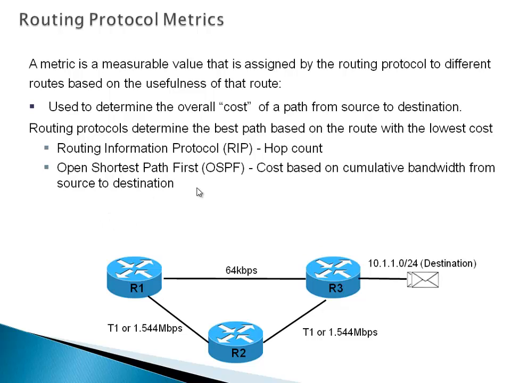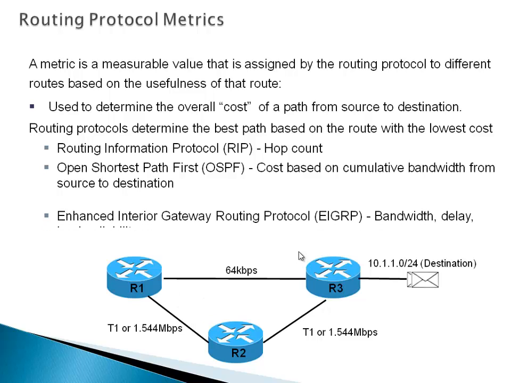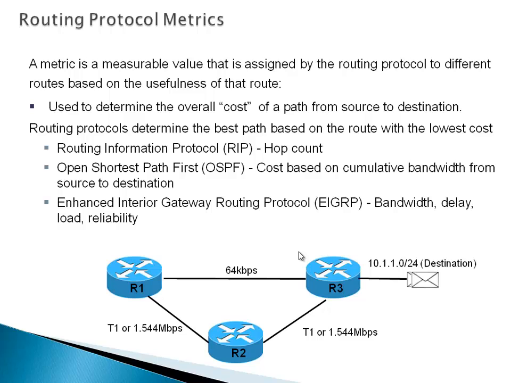OSPF, or Open Shortest Path First, will use bandwidth. It will add all the bandwidth from the source to destination, so the bandwidth from R1 to R2 plus the bandwidth from R2 to R3, and compare it to this bandwidth here, and it will choose the path with the best bandwidth. So you'll find out that if I go through router 2, it's better bandwidth. Enhanced Interior Gateway Routing Protocol, EIGRP, will use bandwidth and delay by default, but it can use load and reliability as well. Like that, it will find that through router 2, it's got better bandwidth and delay.